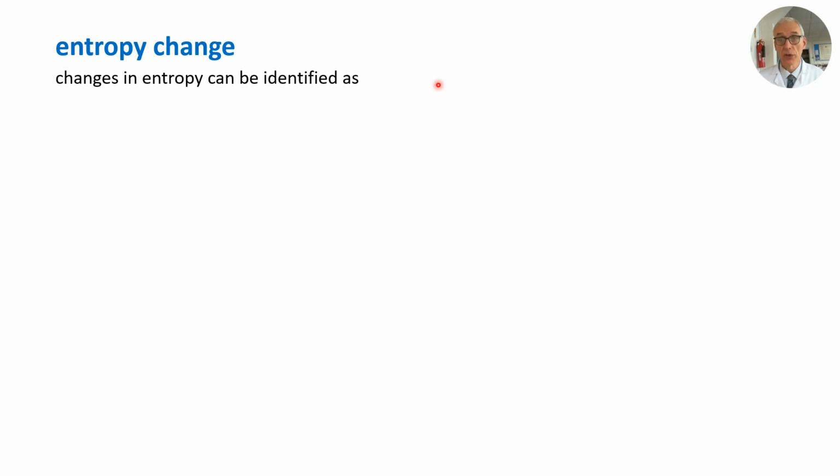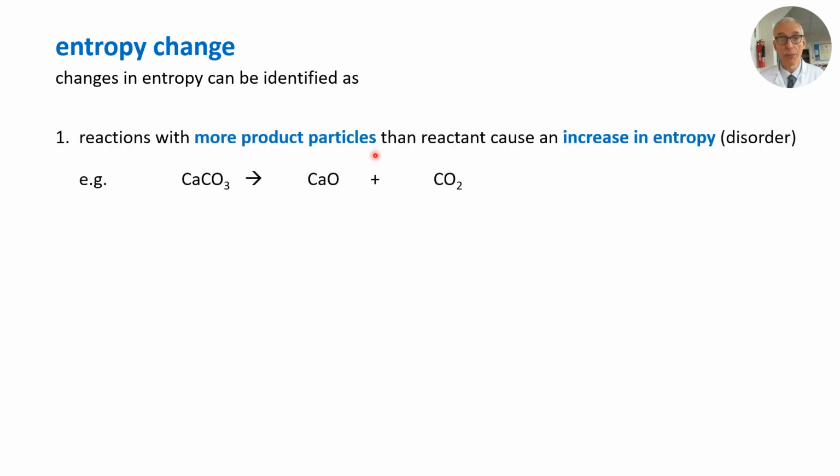If we look at some chemical changes, we can see some key characteristics that will enable us to identify the entropy change. So reactions with more product particles than reactant cause an increase in entropy. We've got more ways of arranging more particles. So if we look at the decomposition of calcium carbonate, for instance, we'll take 1 mole of calcium carbonate, we'll achieve 1 mole of calcium oxide and 1 mole of carbon dioxide. So we've got twice as many moles on the product side. So that would indicate that there are more ways of arranging those particles.